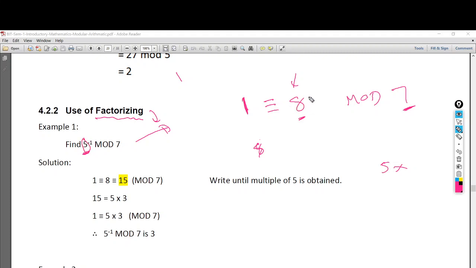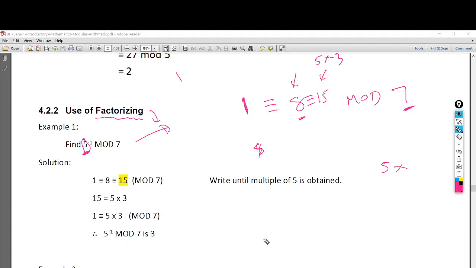So still we can't do it. We have to keep moving. So next, I have to add another 7. What is 8 plus 7? 15. Now we can see that 5 is a factor of 15. Why? 15 is 5 into 3. So therefore I can write 15 equals 5 into 3.